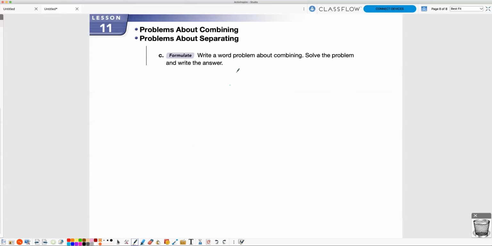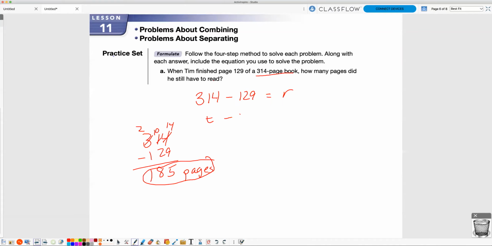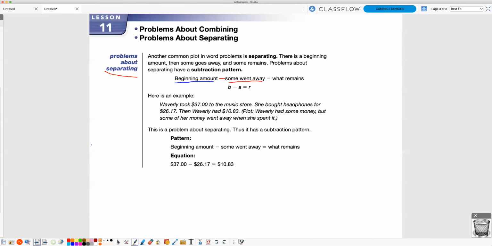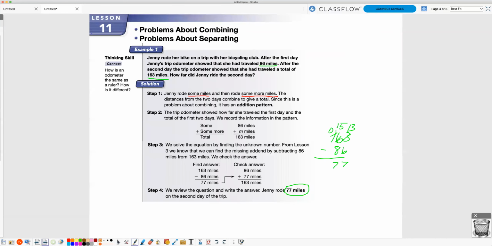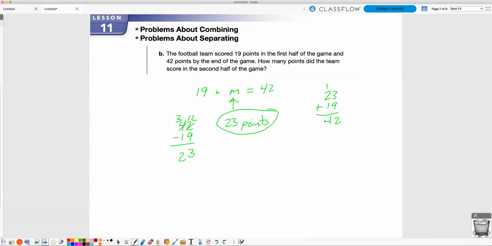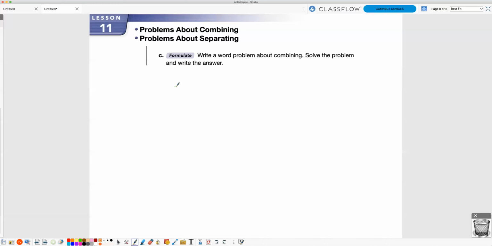Let's do letter C. Write a word problem about combining and then solve the problem and write the answer. So in this case, you need to have a word problem about combining. If you remember, word problems about combining would be something of this nature, where you have some and then you earn some more, or you get some more, and it equals a total. So your problem just needs to match that pattern. Everybody's answers will be a little bit different, but it might be something to this effect.